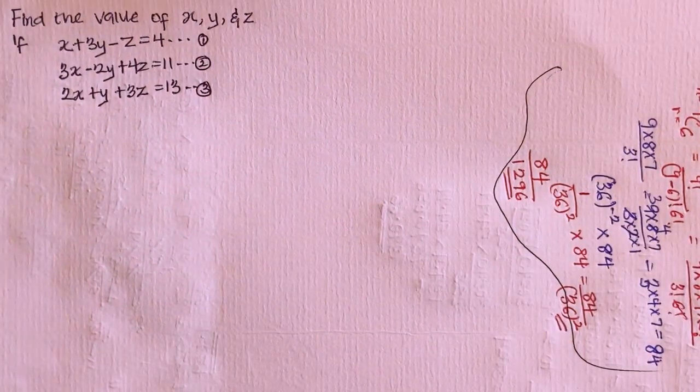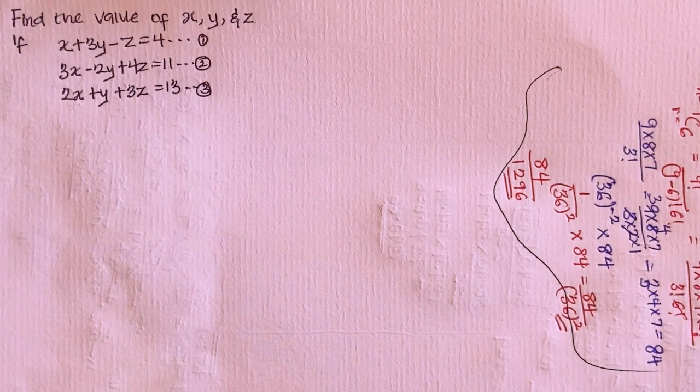I'm asked to find the value of x, y and z if x plus 3y minus z equals 4, and the second and also the third. This question I can solve in two ways. I can use the matrix method, or I can solve it using elimination, or the substitution method, whichever you like. But here I'm going to use the elimination method, because the question is a simultaneous equation involving three variables, that's three unknowns.